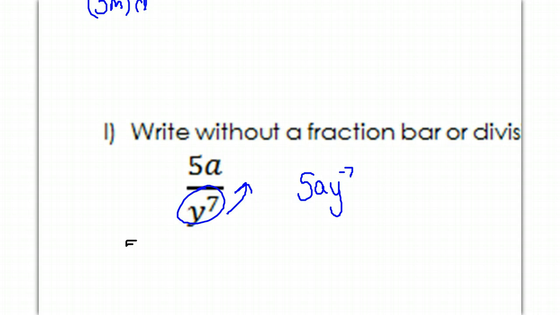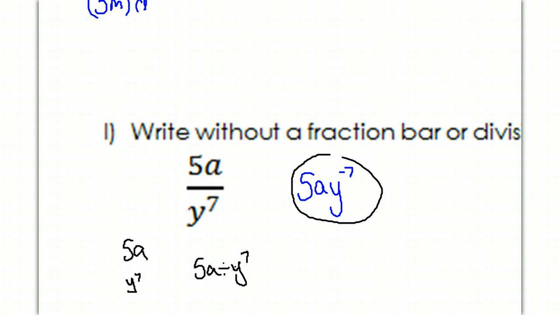I don't want to see this. A lot of people will get creative and do something like this. They'll just write 5a and then y to the 7th and just not write the fraction bar. Or people will do this. But those are just kind of creative ways to get around the problem. This is what we're really looking for here.